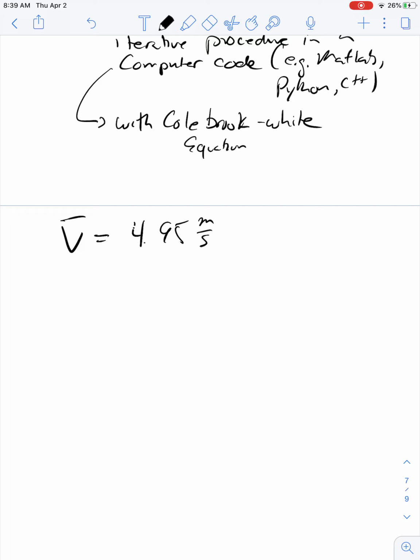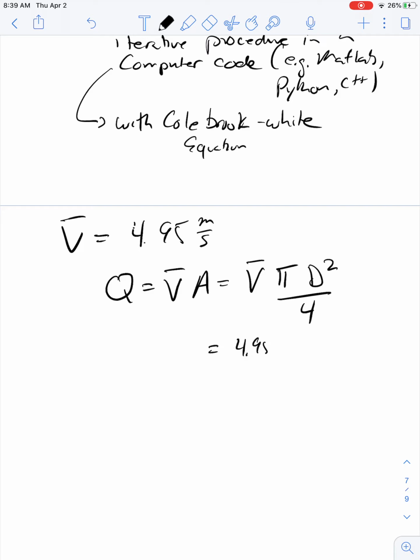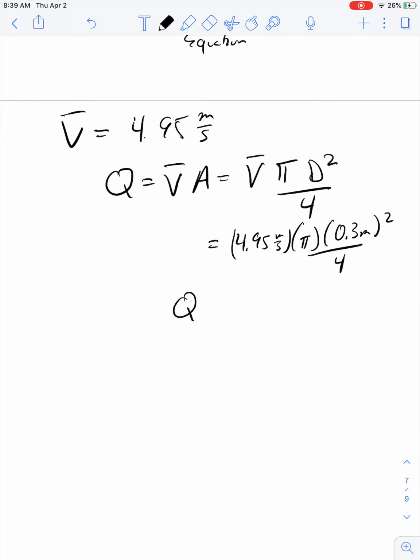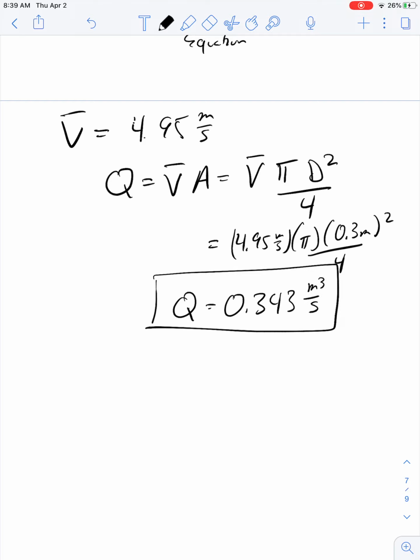And we were actually asked to compute the flow rate. So our flow rate Q is going to be equal to our average velocity times the area. So that's going to be the velocity times pi times d squared over 4, or 4.95 meters per second times pi times 0.3 meters squared over 4. And I get a flow rate of about 0.343 cubic meters per second. So that's the flow rate that we have.